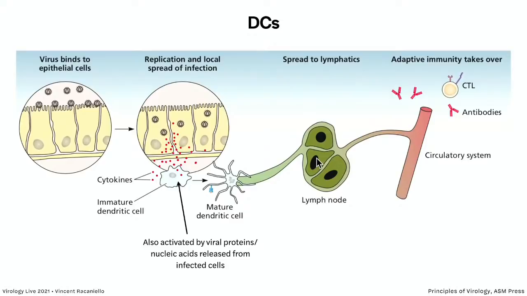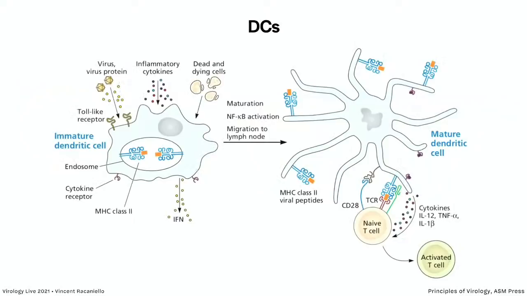And if the peptide that they're presenting to the T cell is foreign, then eventually you will have antibodies and T cells produced that are part of the adaptive response, which we'll talk about on Wednesday. So this is the connection between the innate and the adaptive immune system. Here's how dendritic cells are activated. So here's an immature dendritic cell.